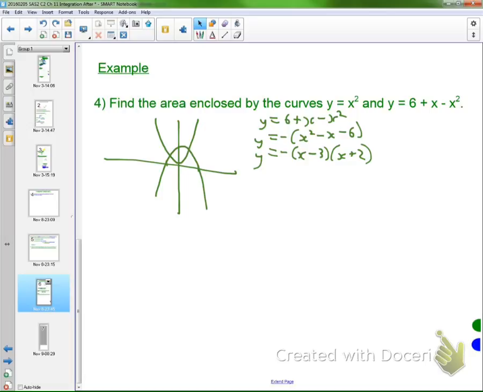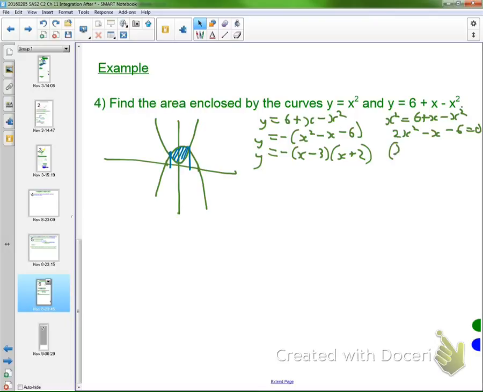So, to figure out what our limits are, we're going to need to find this point here where they cross and this point here where they cross, so that we can find this area in between them. So to find where the two curves meet, we just have to put them equal to each other. x squared is equal to 6 plus x subtract x squared. So that'll give us 2x squared subtract x subtract 6 is equal to 0.